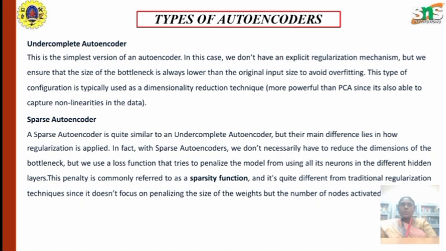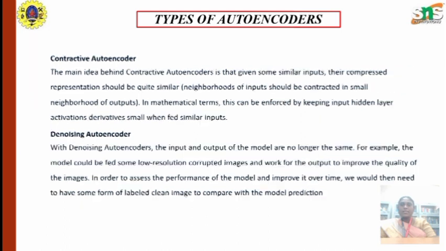Sparse autoencoders: additional constraints are imposed on the hidden layers to have only a few active neurons at a time. This encourages the model to learn a more efficient representation of the data. Contractive autoencoders add a penalty term to the loss function, encouraging the model to learn a stable representation of the input data. This stability helps in handling noisy input and improves generalization.